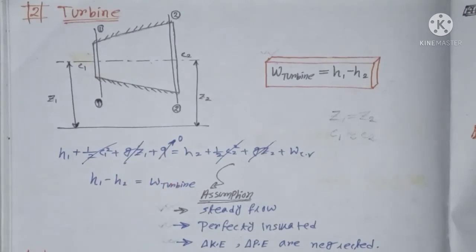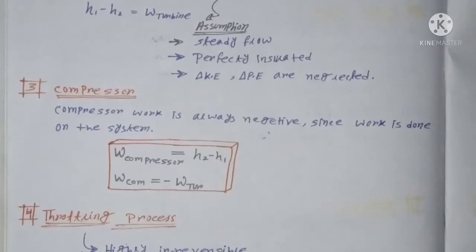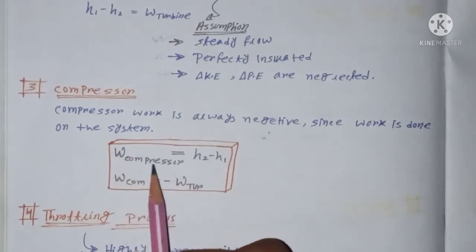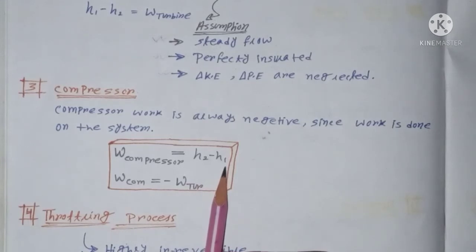Is it clear? Okay, so next I want to go to the compressor. In a previous video I discussed that a compressor is a device where we have to provide work, so the compressor work is negative work, meaning we have to supply the work. Since work is done on the system, you have to remember this. The equation we got for the turbine work is simply H1 minus H2, but in case of the compressor it will be negative work, so H2 minus H1.